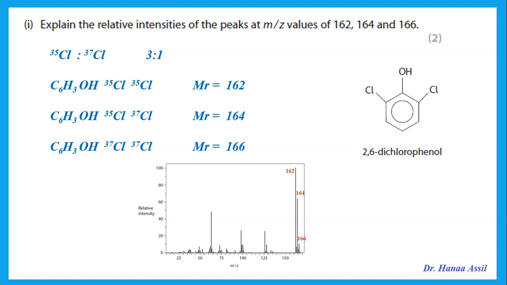So if we have this molecule with two chlorines, either both the chlorines are 35, in that case it will give a peak at 162, and the relative intensity of that would be higher than if we have one of them chlorine-35 and the other 37, or both of them are 37.